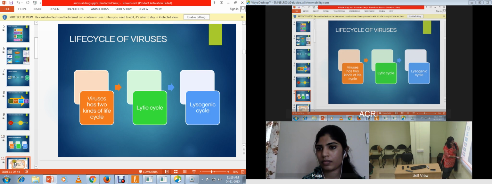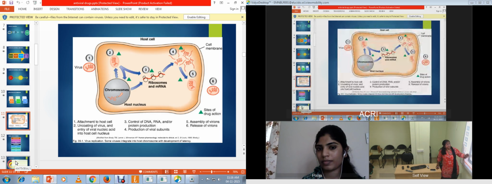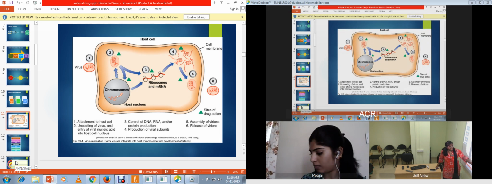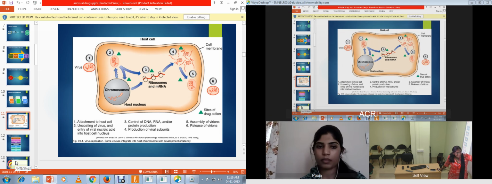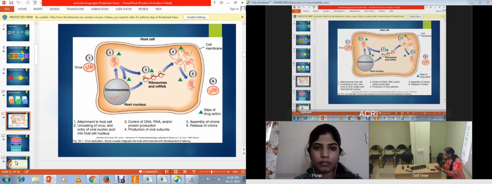Yes. In the virus life cycle, first there is an attachment to the host cell. Second, uncoating of the virus takes place. Third, control of the DNA and RNA, protein production, production of viral subunits, assembly of virions, and then it is released to the other cell. Here is the site of action of drugs. You are going to kill the virus so that it does not enter into the other cell and damage the cells. Fine.